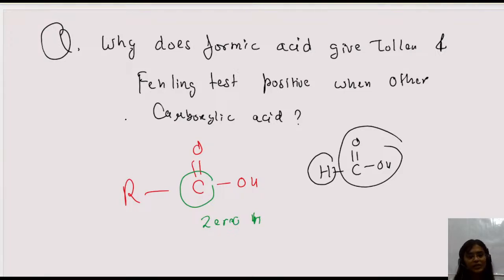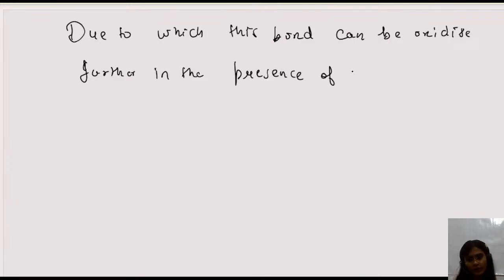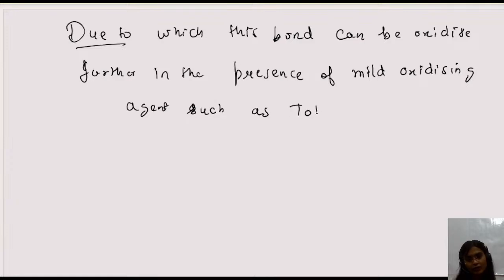And let me just write the statement type, like why this gives the test positive. Next slide, please. Okay, I hope you are done. So let me just write the statement of why this gives the test positive. So the answer is: due to which this bond can be oxidized further in the presence of a mild oxidizing agent, such as Tollens. I will highlight what the meaning of this "due to" is. So, such as Tollens or Fehling.